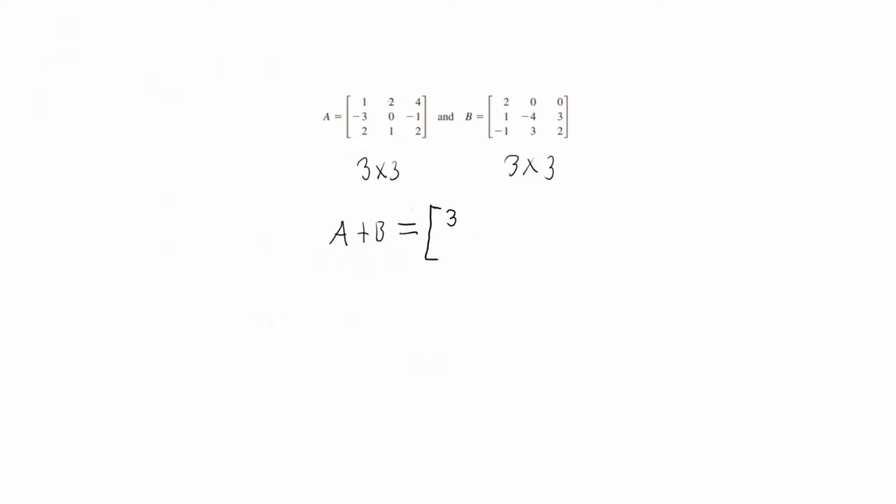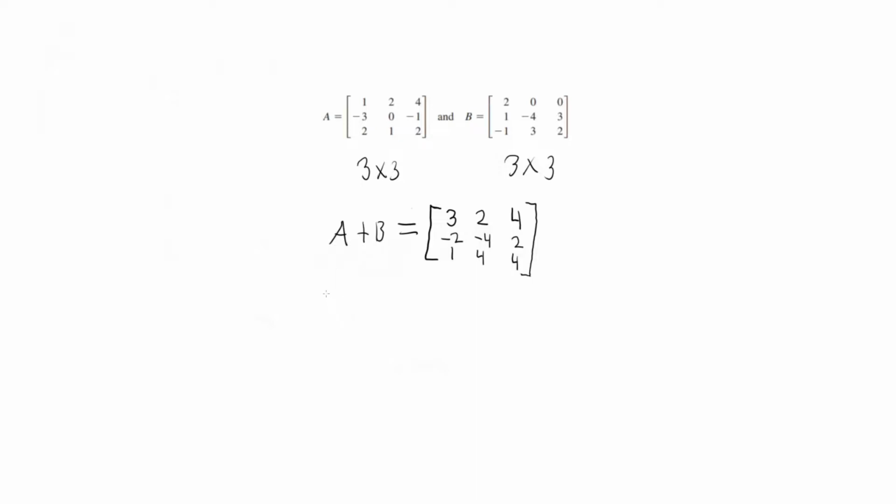Let's keep going. Matrix A in column 2, row 1 has a 2, and in column 2, row 1 of B, we have a 0, so 2 plus 0 is 2. So we'd put that in column 2, row 1 of our new matrix. I'm going to fill out the rest of this matrix. I encourage you to pause the video and try this by yourself. Alright, here's the answer to A plus B. Hopefully you got this right.